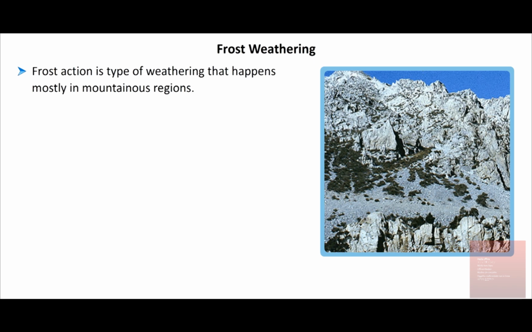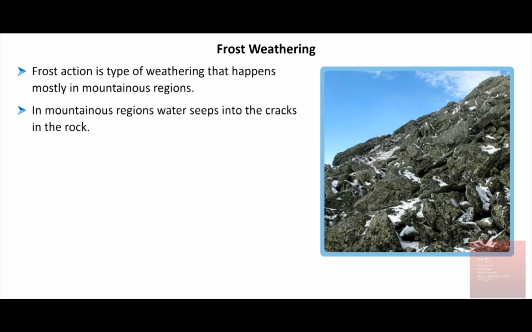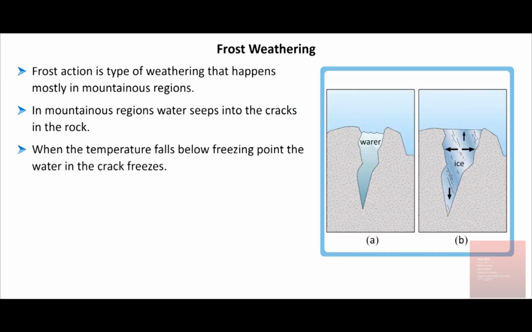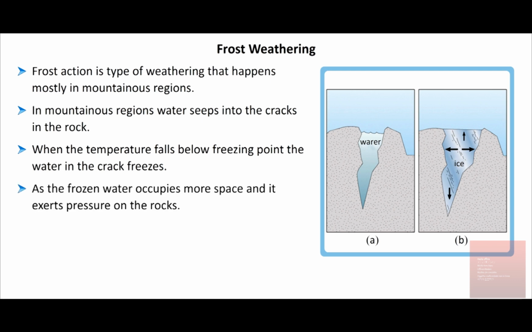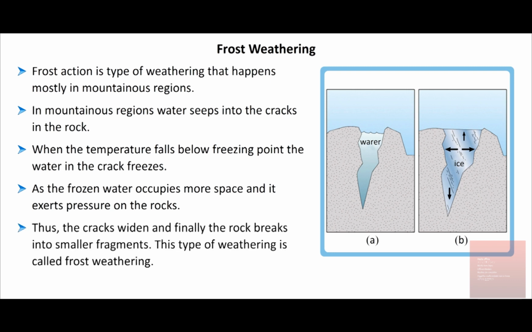Frost action is a type of weathering that happens mostly in mountainous regions. In mountainous regions, water seeps into the cracks in the rocks. When the temperature falls below freezing point, the water in the crack freezes. As the frozen water occupies more space, it exerts pressure on the rocks, thus the cracks widen and finally the rock breaks into smaller fragments. This type of weathering is called frost weathering.